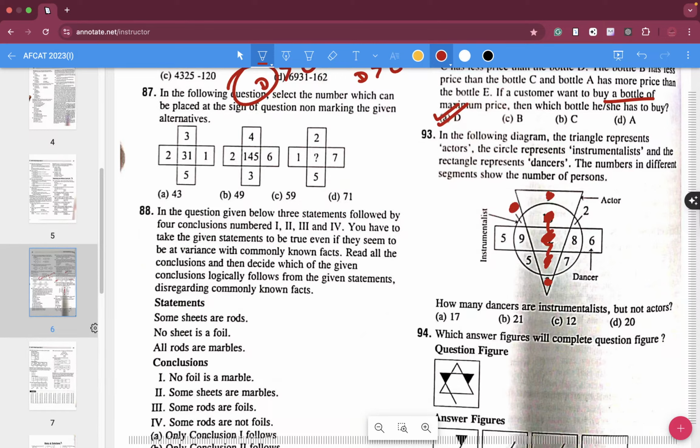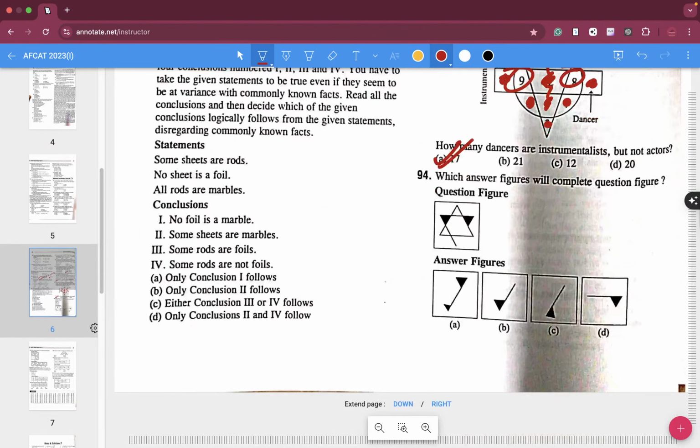Dancers as well as instrumentalists. So these are the only dancers and instrumentalists, so 9 plus 8 is 17. Easy, very easy. There are a few questions which are easy in nature.